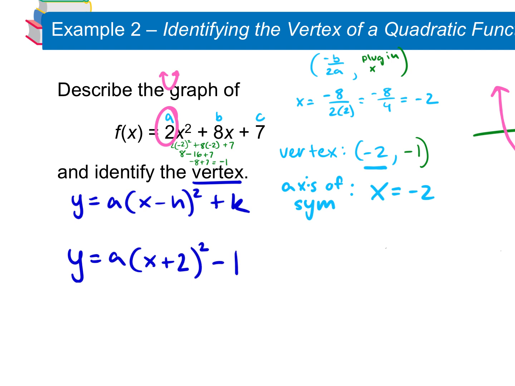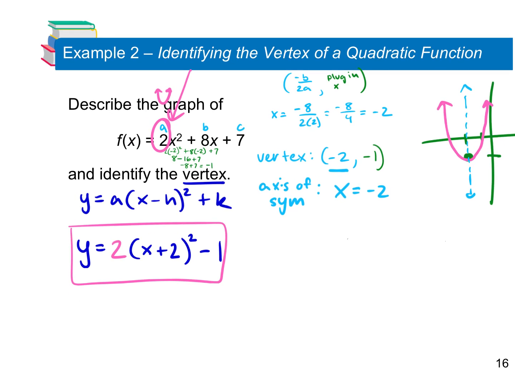Minus 1. Awesome. Now what would our a be? We can't just leave a as a. We got to put a number there. Awesome. A comes from our equation here, which is 2. So our equation in vertex/standard form would be y equals 2 times x plus 2 squared minus 1.